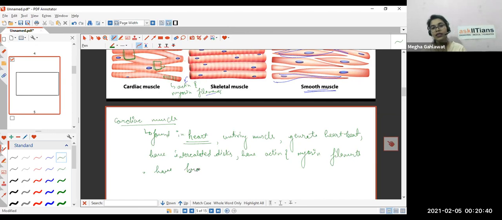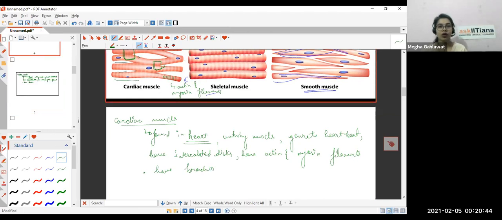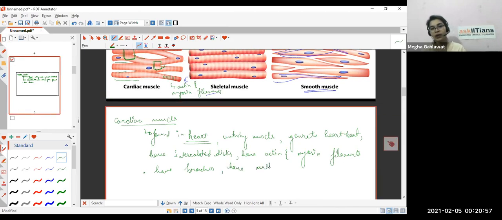And these are branched, they have branches. As you can already see in the diagram, these have different branches protruding out from one another. And that is why the entire heart is connected together. And they have multiple nuclei. That is one thing about the cardiac muscles.